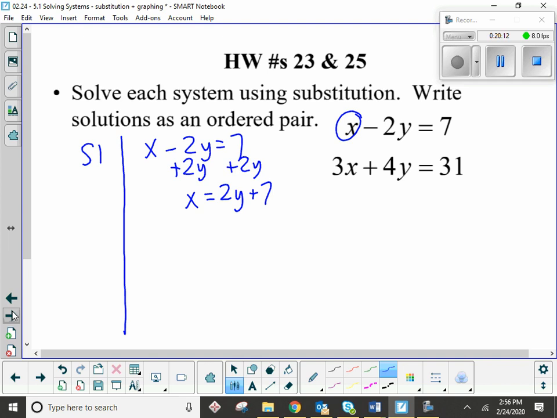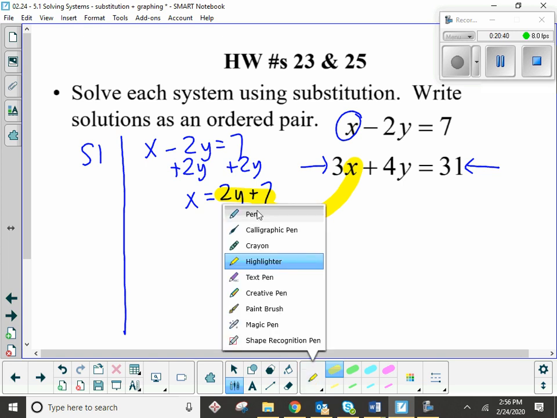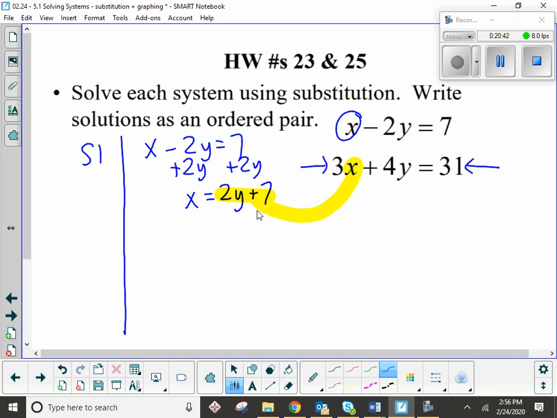In the other equation, which is this one, substitute what you solved for x. So we got x equals 2y plus 7. X equals this. Substitute it in the other equation for x. If x equals that, then I can replace x with that. They're equal. So I'm going to take 2y plus 7 and substitute it right there for x. And that's why this is called the substitution method. So this is step 2.